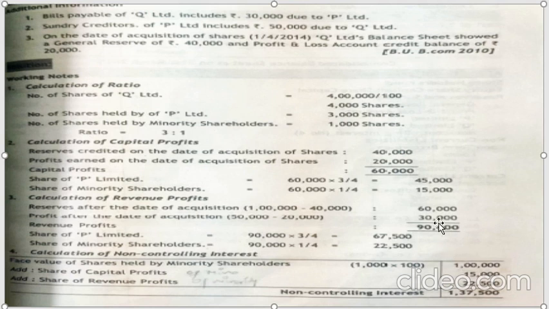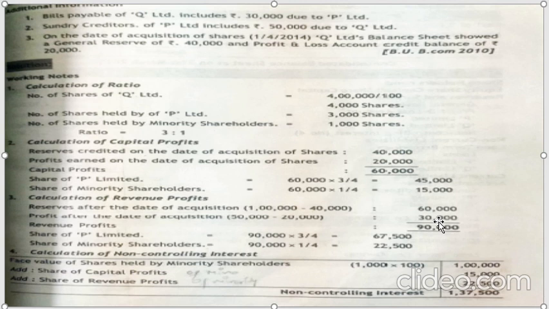So this 90,000 will be distributed to the parent company and the minority shareholders. So 90,000 into 3 divided by 4 will give you 67,500, and 90,000 into 1 divided by 4 will give you 22,500. So the next calculation will be calculation of non-controlling interest.